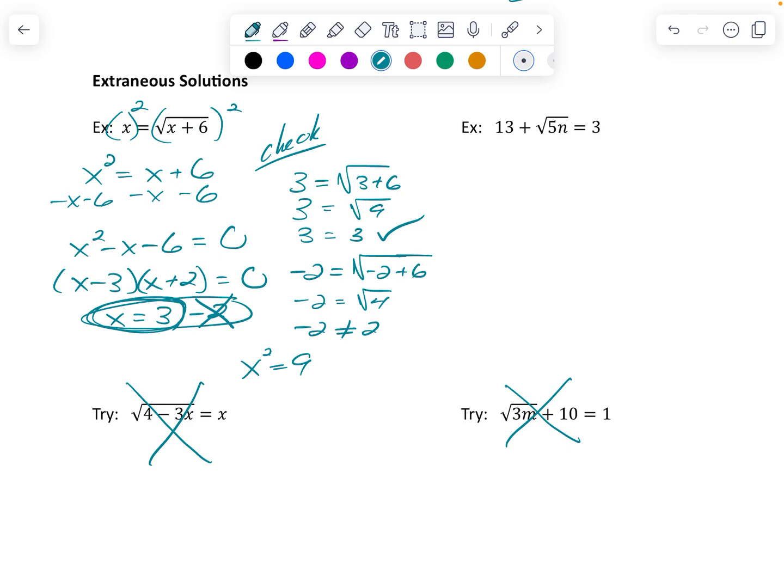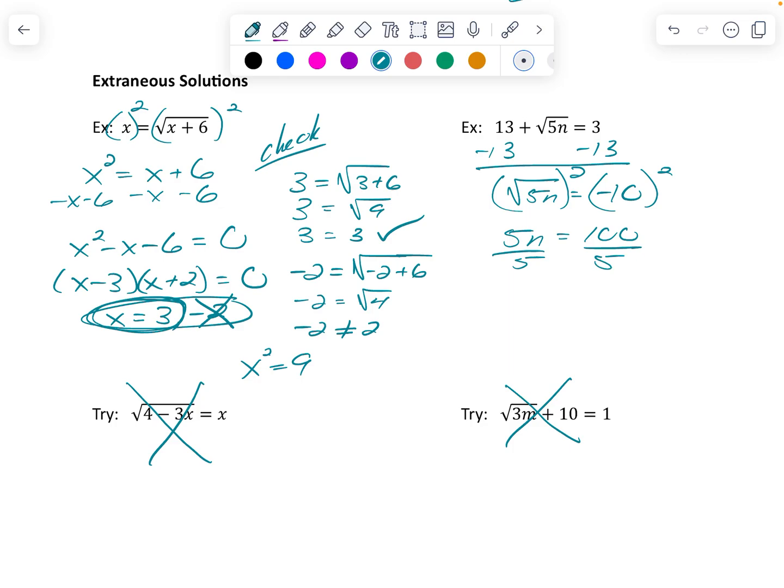Okay, let's solve this one. So when we subtract 13 from both sides, we get the square root of 5n equals negative 10. So when we square both sides, we end up with 5n equals 100 and n equals 20. Now again, you might have noticed we were squaring a negative here, and that's an issue. A square root cannot equal a negative number, and that is what we had in this line here.